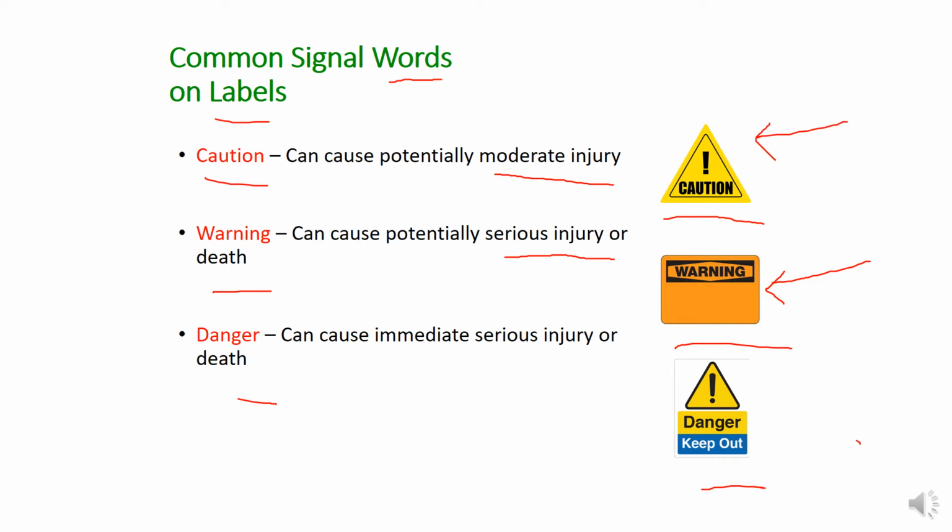And if there is a danger sign, it means it can cause immediate serious injury even if we are exposed to a very minor concentration or amount of the chemical. Okay, so if there is a danger sign, it means this chemical is a very serious danger, so we should be careful.